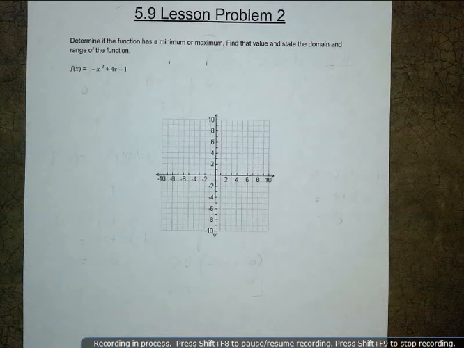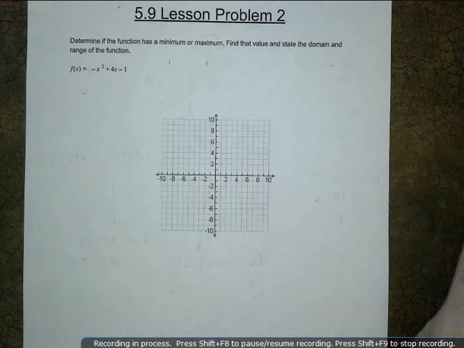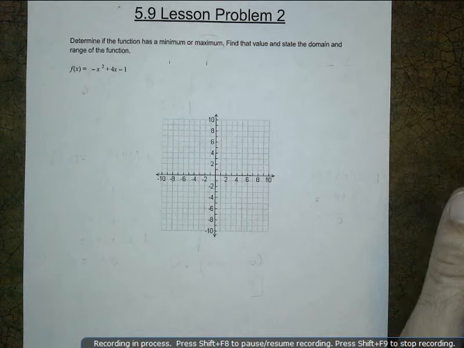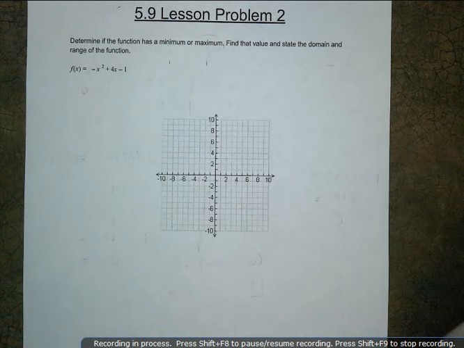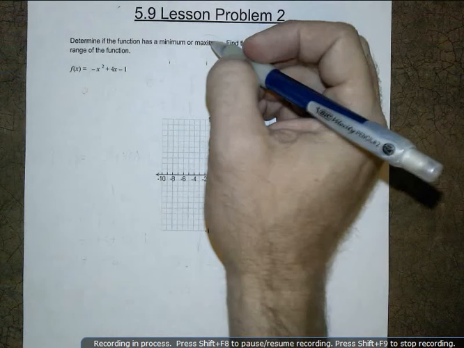Today we're going to determine if a function has a max or min, then find that value and state the domain and the range of the function. In the process, we're going to go ahead and graph it. So first step, find if it has a max or min.